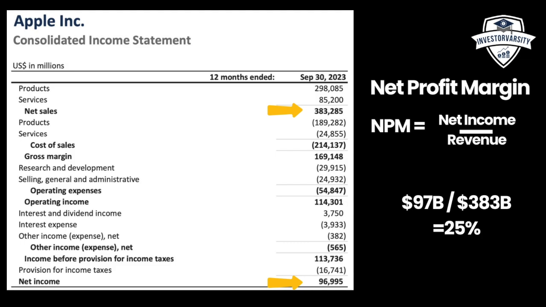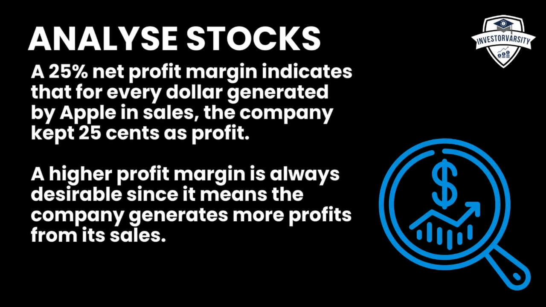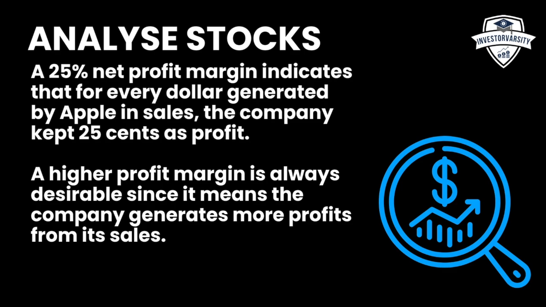Apple's net profit margin for 2023 was 25%, and using the formula as outlined, we can calculate it as follows. $97 billion, which was our net income, divided by $383 billion, which was our revenue, and then times that by 100 equals 25%. A 25% net profit margin indicates that for every dollar generated by Apple in sales, the company kept 25 cents as profit. A higher profit margin is always desirable, since it means the company generates more profits from its sales.